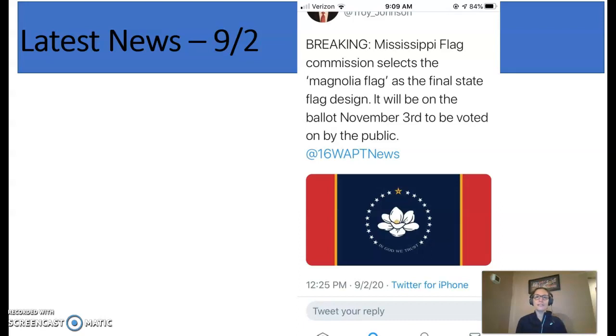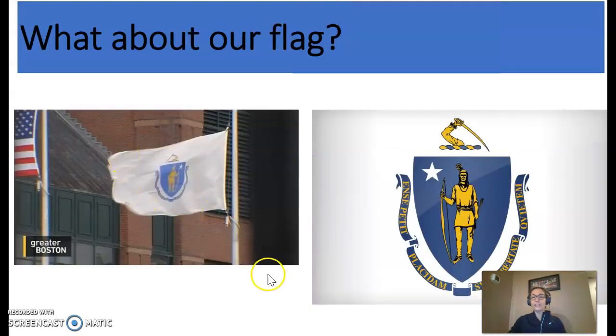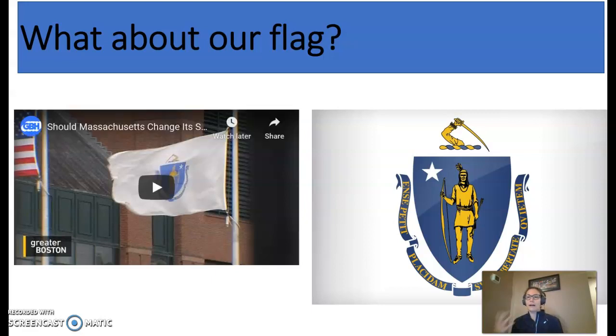So after you've now seen this video, I'm going to go on to the last slide. Here's an image of our Massachusetts state flag. If you pause this video right after this, I want you to think about what images first come to mind when you see this flag. Do you feel that this flag is representative of our Commonwealth? What do you like? What do you not like? And then I want you to watch this video here about the Massachusetts state flag.